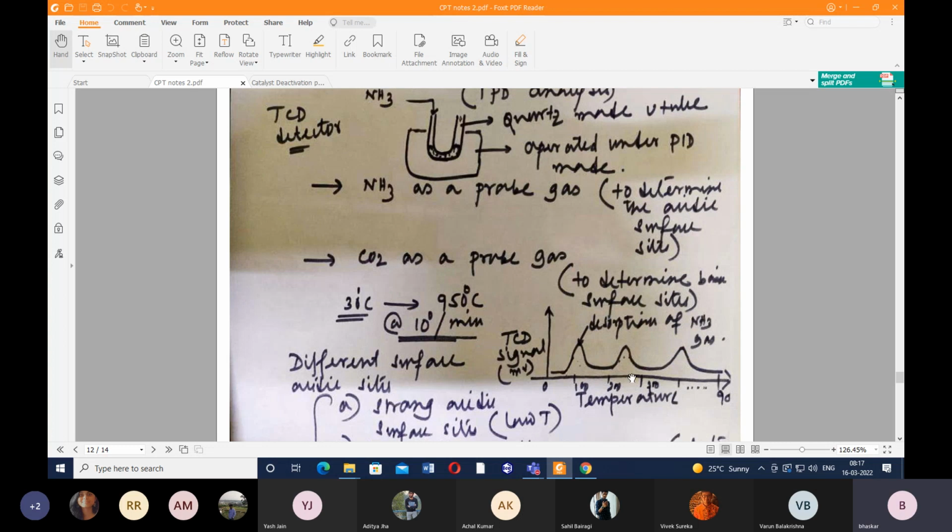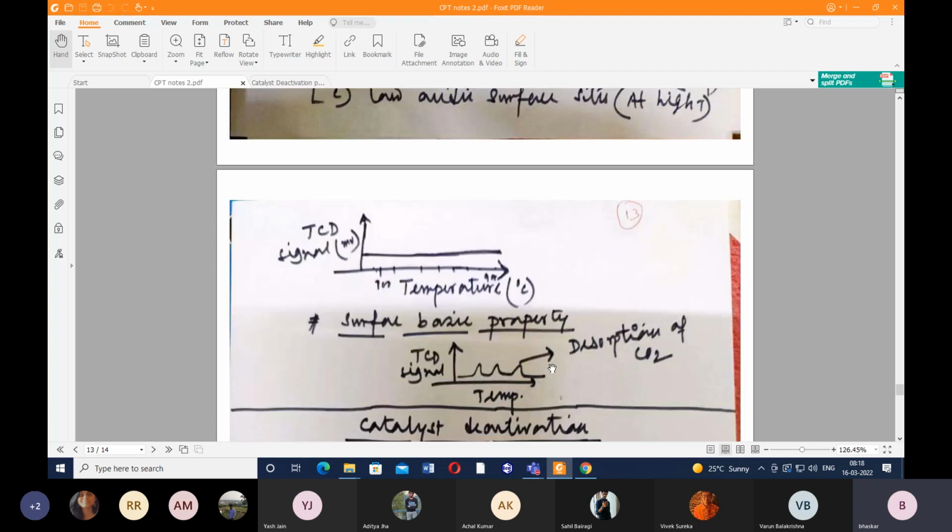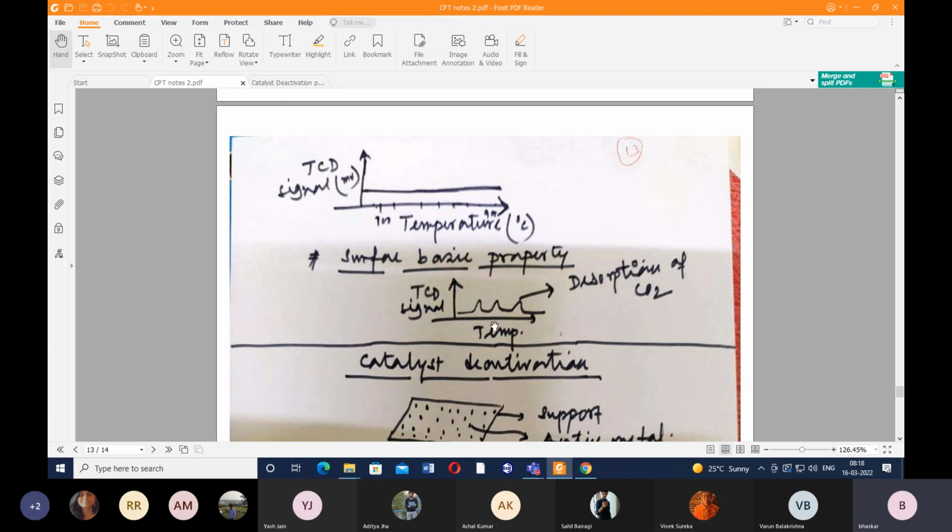Always remember this. We quantify the amount of ammonia desorbed or the amount of carbon dioxide desorbed in terms of micromole per gram, so per gram of catalyst. So 1 gram of catalyst is the basis. Per gram has to be mentioned, not only the micromole. Similarly for carbon dioxide also, we'll get 3 different peaks at 3 different temperature zones. These peaks correspond to the desorption of carbon dioxide.